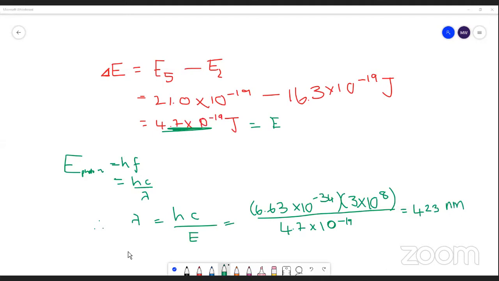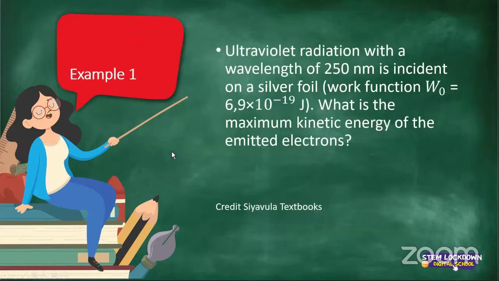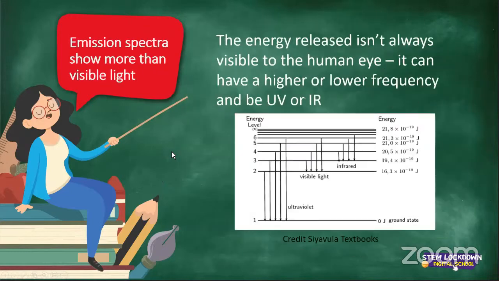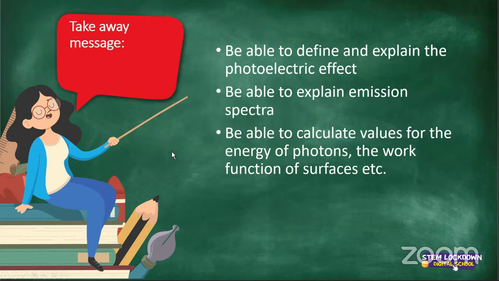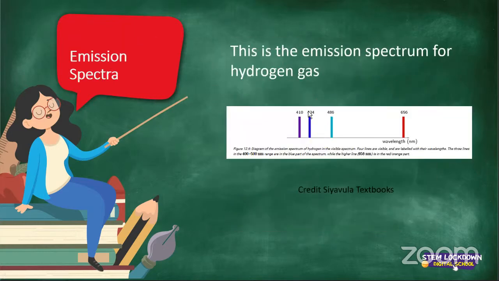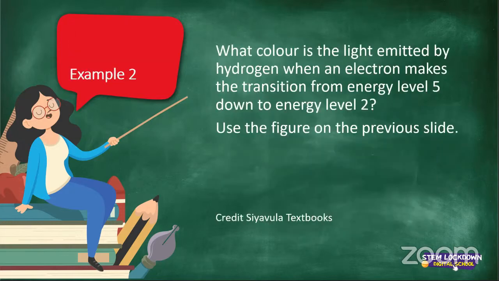Does that make sense to everyone? Okay, let me just get my slides. So 423 nanometers has to be somewhere between 410 and 434. So your color would probably be a type of purple or violet. Your answer would be violet or purple.